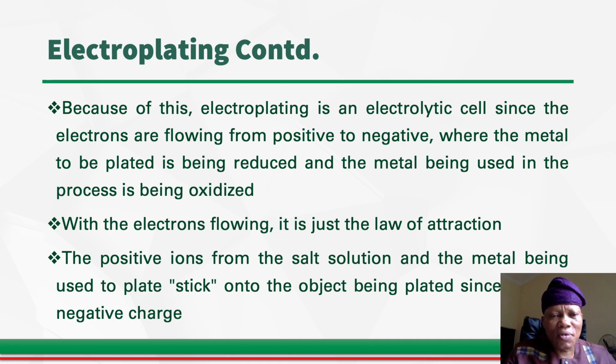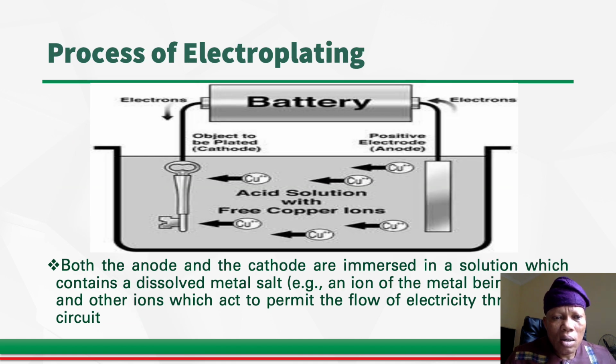The positive ions from the salt solution and the metal being used to plate stick onto the object being plated, since it is negatively charged. The solution contains a dissolved metal salt, e.g. an ion of the metal being used to plate and the other ion which acts to permit the flow of electricity through the circuit. So this is just the diagram of the process of electroplating.